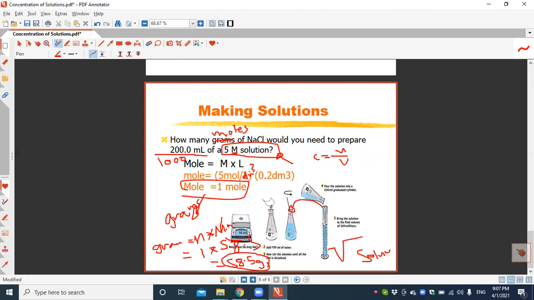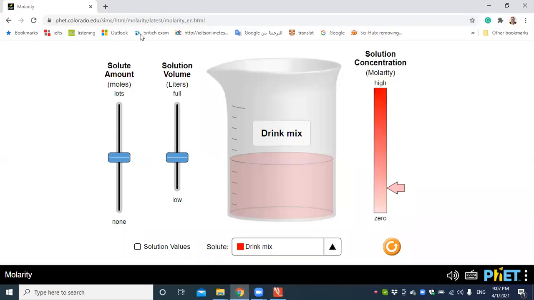You will get the solution of 5 molarity. Now, using the virtual lab, look here in this online virtual lab. We have the amount in moles, and here the volume, solute, and solution. And we have a diagram here that shows the concentration.